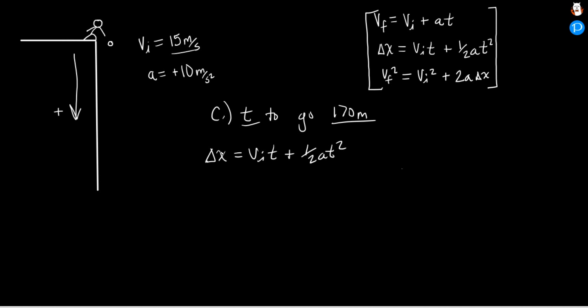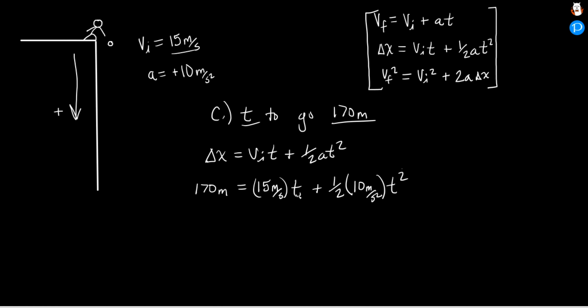So I know my distance here is going to be 170 meters. My initial velocity is 15 meters per second. Time, I'm just going to leave as t because that's what I'm trying to solve, plus 1/2 a t squared, so 1/2 times 10 meters per second squared was the acceleration, and then t squared.